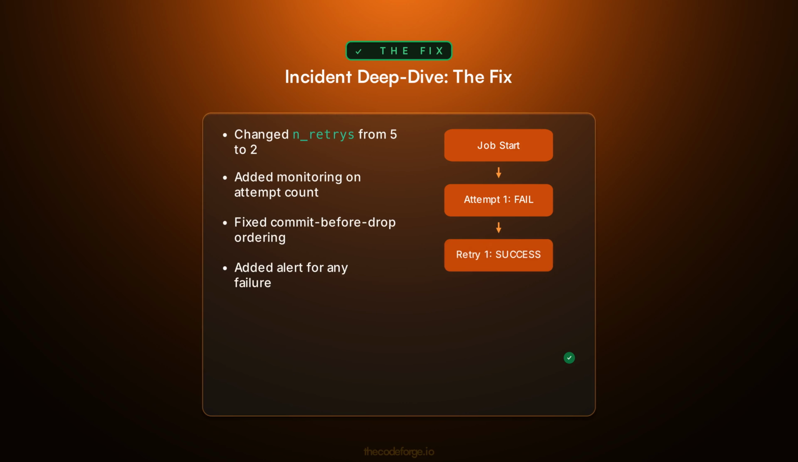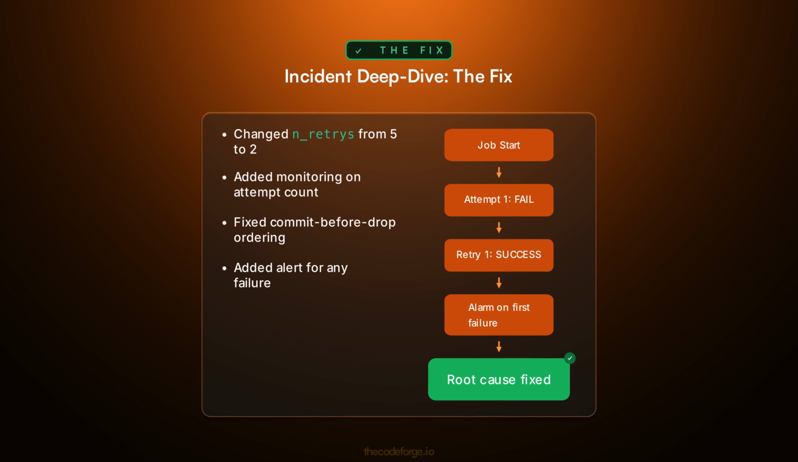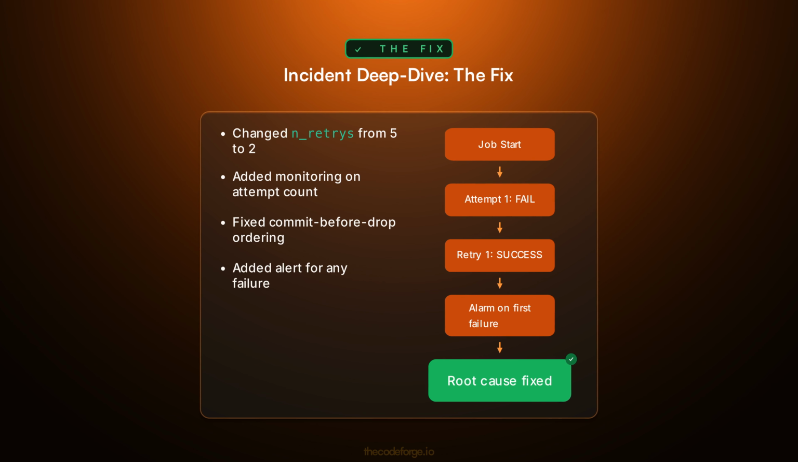The fix involved 3 changes. First, nretries was reduced from 5 to 2, because excessive retries mask real problems. Second, monitoring was added on job attempt count, not just final status. Third, the actual bug was fixed. The script now commits before dropping the temp table. Additionally, an alert was added for any failure on critical jobs, regardless of retry exhaustion.